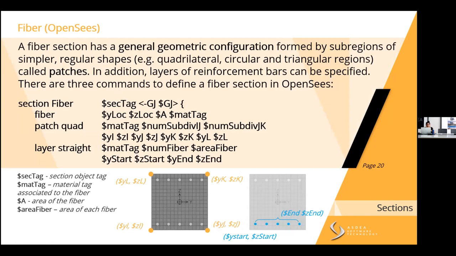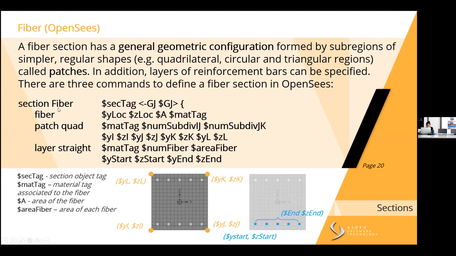Another section that is really, really used in OpenSees is the fiber section, mostly to model concrete structures, but also masonry, et cetera. A fiber section has a generic geometric configuration that is formed by different subregions and regular shapes. They can be quadrilateral in this example, or also circular or triangular, and they're called patches. In each section, you can have both patches and layers of reinforcement, which are singular fibers and not face fibers like these ones.